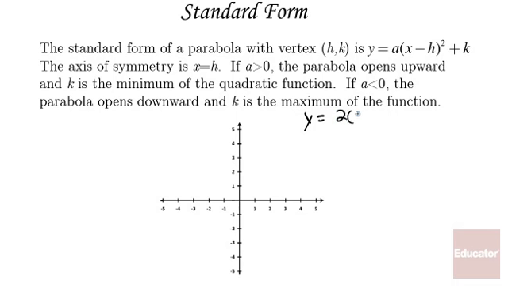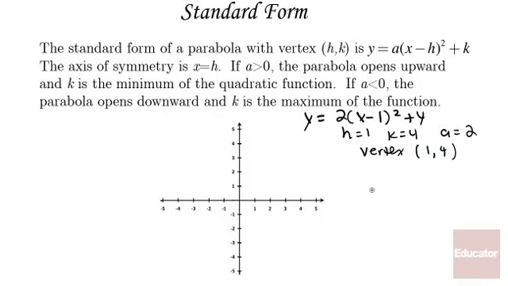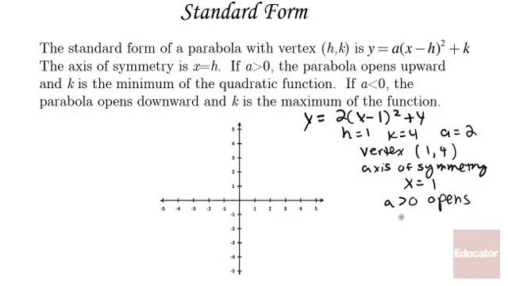Let's look at an example. y equals 2 times (x minus 1) squared plus 4. So this is in standard form. This means that I have h equals 1, k equals 4, and a equals 2. So I know that my vertex is going to be at (1, 4). The axis of symmetry is going to be at x equals h, so at x equals 1. And since a is greater than 0, this opens upward.